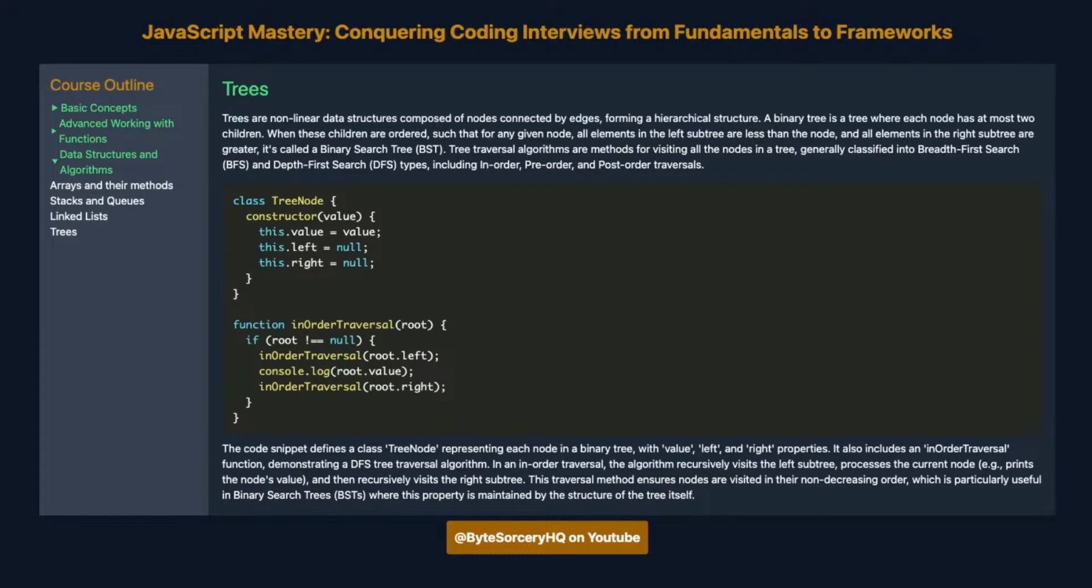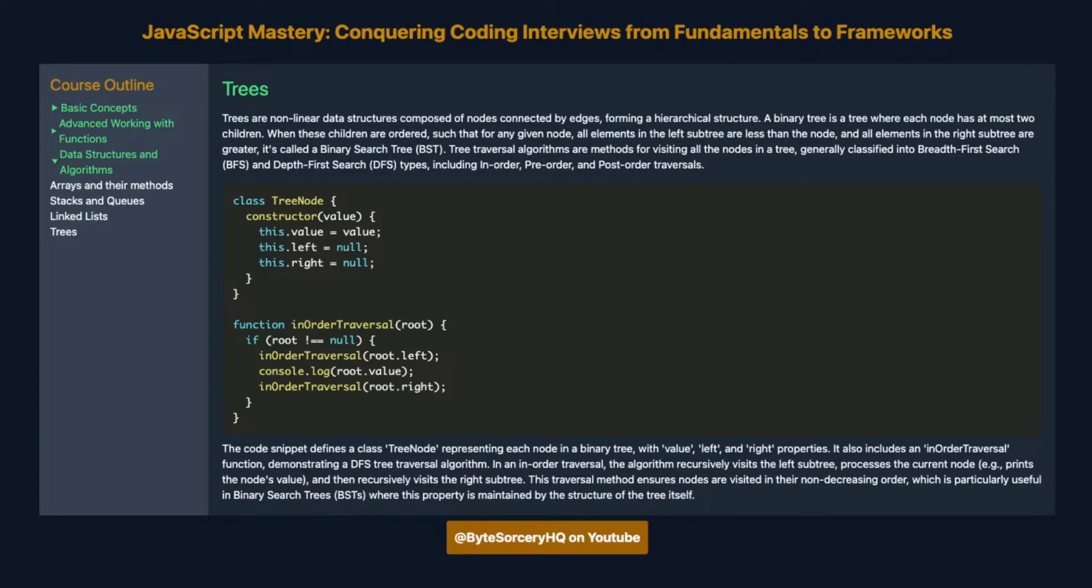Tree traversal algorithms are methods for visiting all the nodes in a tree, generally classified into breadth-first search, BFS, and depth-first search, DFS types, including in-order, pre-order, and post-order traversals. The code snippet defines a class TreeNode representing each node in a binary tree, with value, left, and right properties. It also includes an in-order traversal function, demonstrating a DFS tree traversal algorithm.